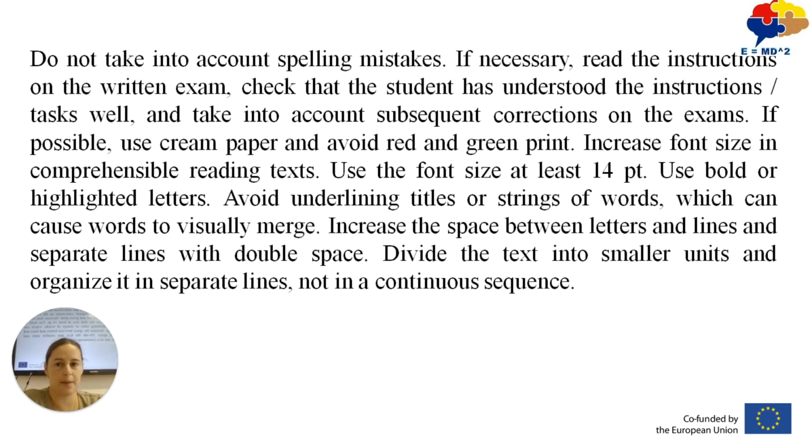If possible, with screen paper, avoid red and green print, increase the font size in comprehensible reading text, so the font size at least 14 points, and use bold or highlighted letters. We should avoid underlining titles or strings of words which can cause words to visually merge. We should also increase the space between letters and lines and separate lines with double space, and divide the text into smaller units and organize it in separate lines, not in a continuous sequence.